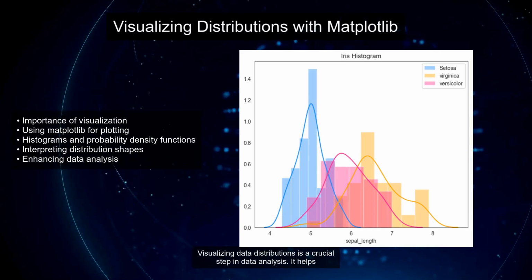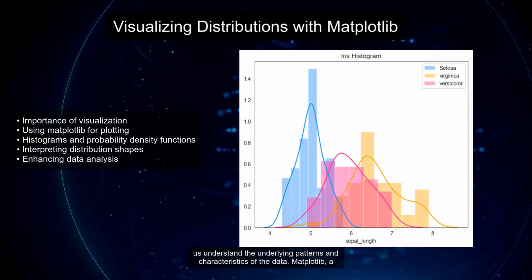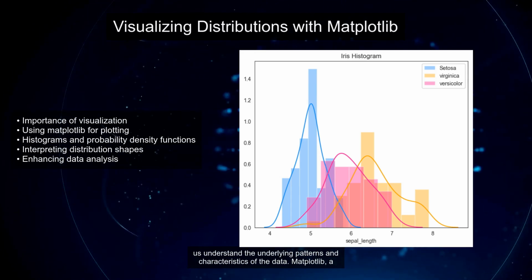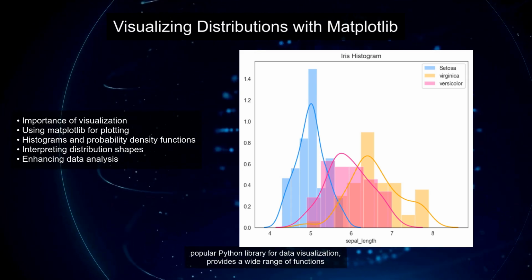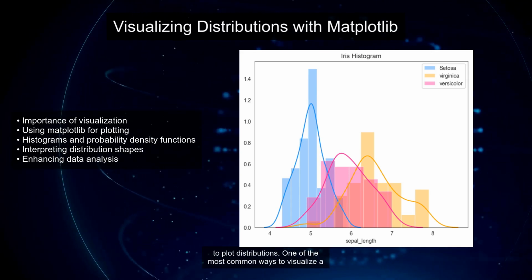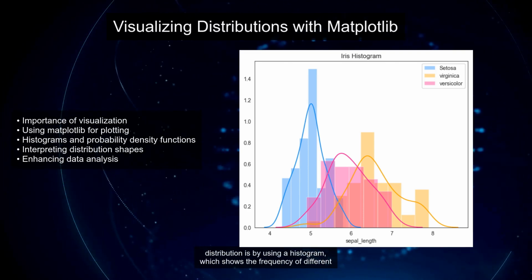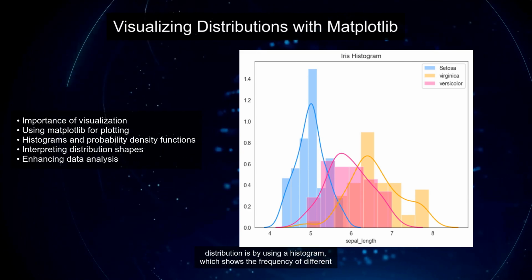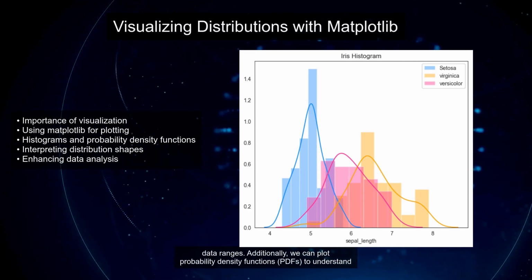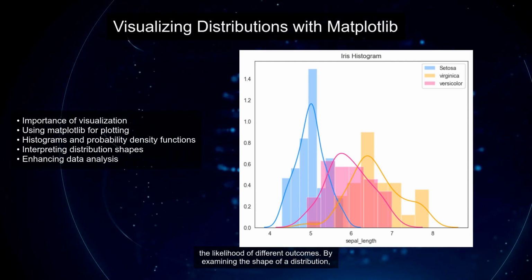Visualizing data distributions is a crucial step in data analysis. It helps us understand the underlying patterns and characteristics of the data. Matplotlib, a popular Python library for data visualization, provides a wide range of functions to plot distributions. One of the most common ways to visualize a distribution is by using a histogram, which shows the frequency of different data ranges. Additionally, we can plot probability density functions, PDFs, to understand the likelihood of different outcomes.